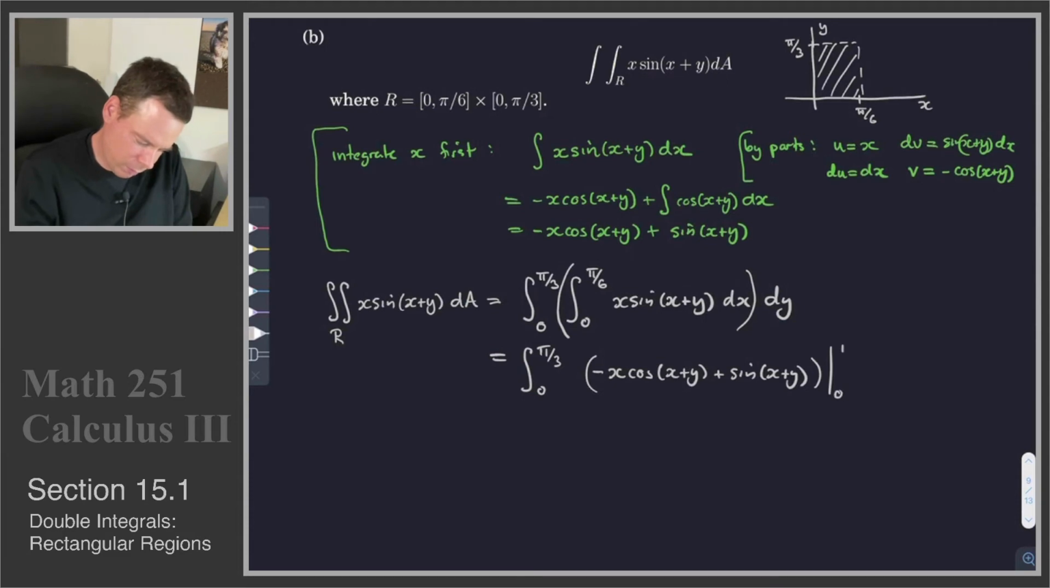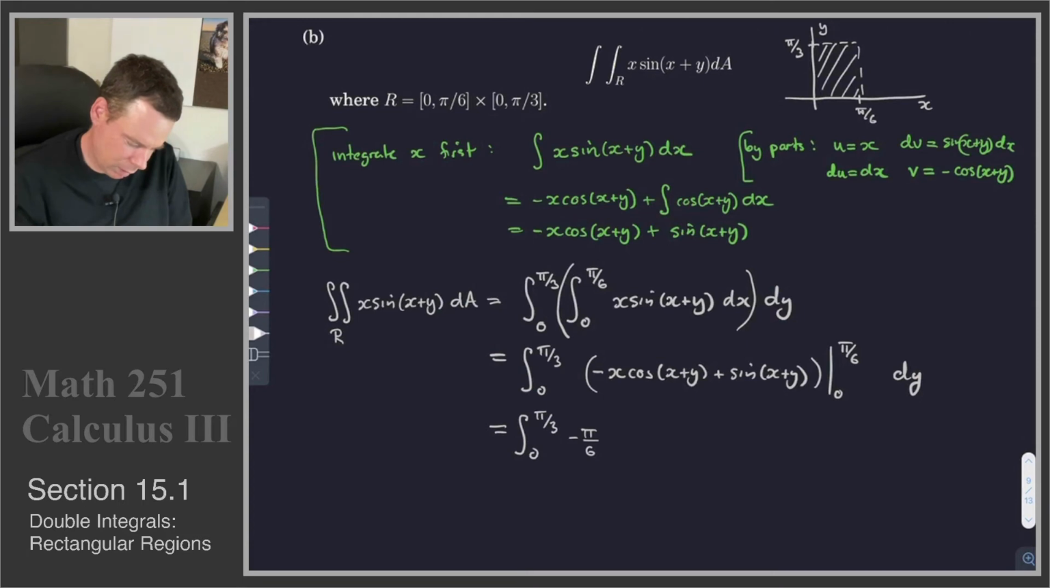That's going to get evaluated from 0 to pi/6, and then we have our dy integral that we still have to compute. So now we evaluate at the endpoints, and the dy integral goes from 0 to pi/3. So pi/6 comes in, replacing our x variable. That's negative pi/6 cos(pi/6 + y) plus sin(pi/6 + y), minus the whole thing with 0 plugged in. If 0 goes into the first one, that's a 0, plus 0 going into the second one, that's just sin y. And then we get our dy there.